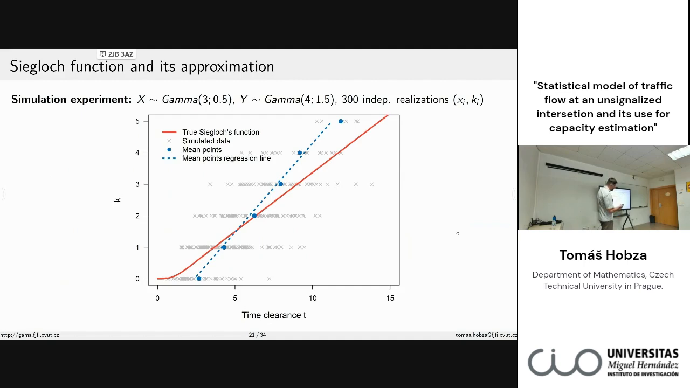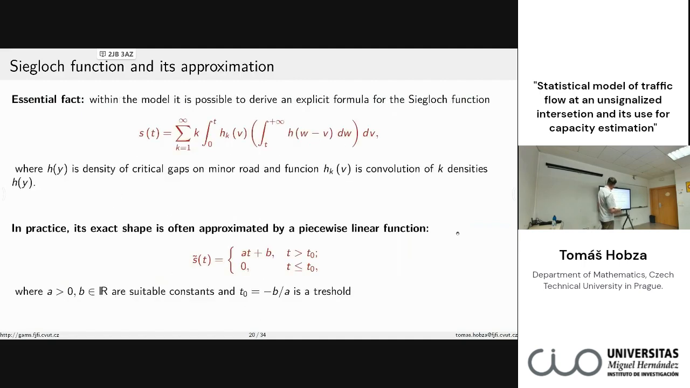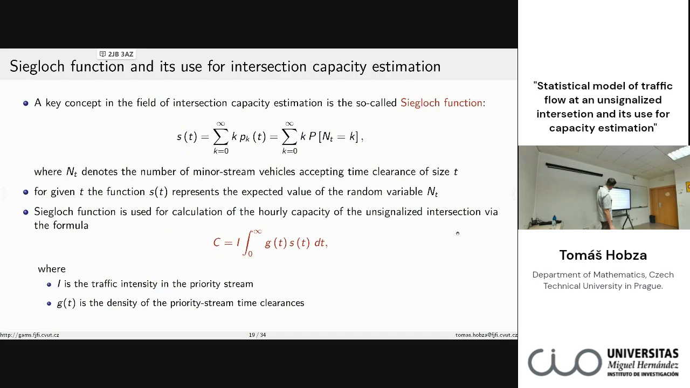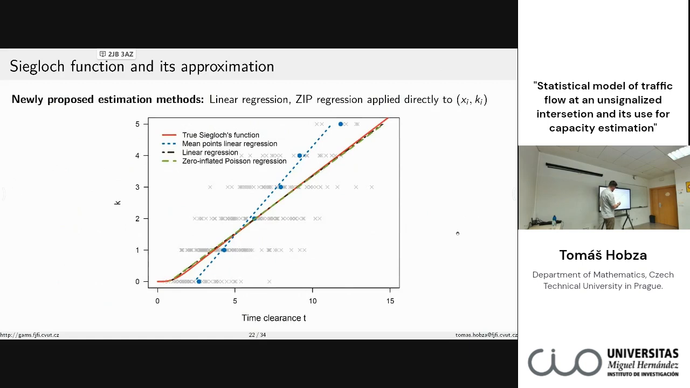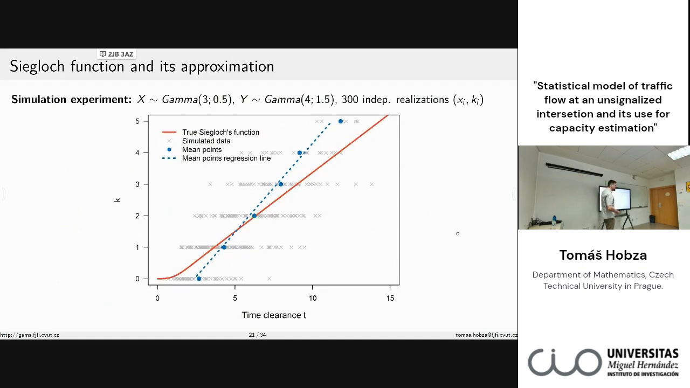And what is the reason? The reason is the following: if we get back to the definition of the Siegrove function, the expectation is taken for fixed t. So it is taken in the direction of the y-axis. In this direction, the expectation. But the engineers take it in this direction, the completely opposite way.